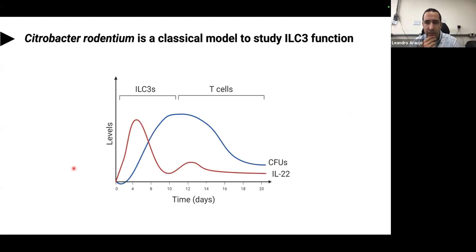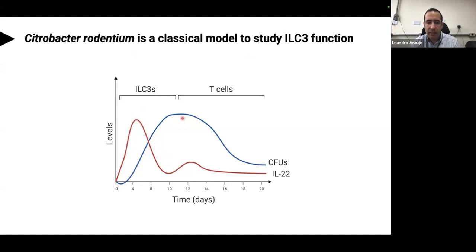Next, we want to understand, in the infection context, how the contributions of T cells and ILC3s are different or similar to what we know in the literature. So we used the Citrobacter rodentium model, a classical model to study ILC3s. As you can appreciate here, ILC3s are well known to be important at the beginning of the infection. They produce a lot of IL-22 at the beginning.